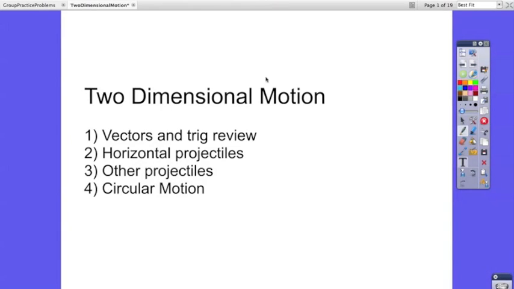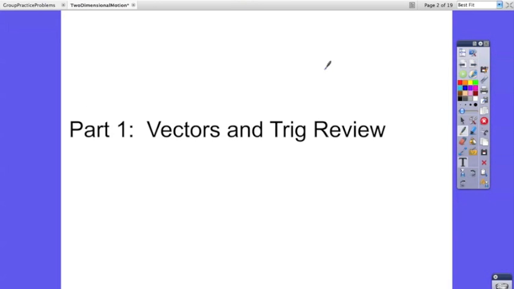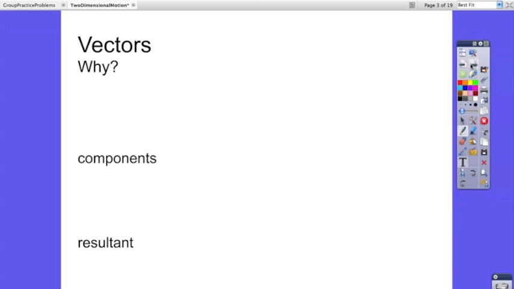This unit is on two-dimensional motion. There are four main topics that we'll cover: vectors and a trigonometry review, the right triangle trigonometry that you learned in math, projectiles that are horizontal, projectiles that are not horizontal, and circular motion. We'll start today with vectors and a review of right triangle trigonometry.